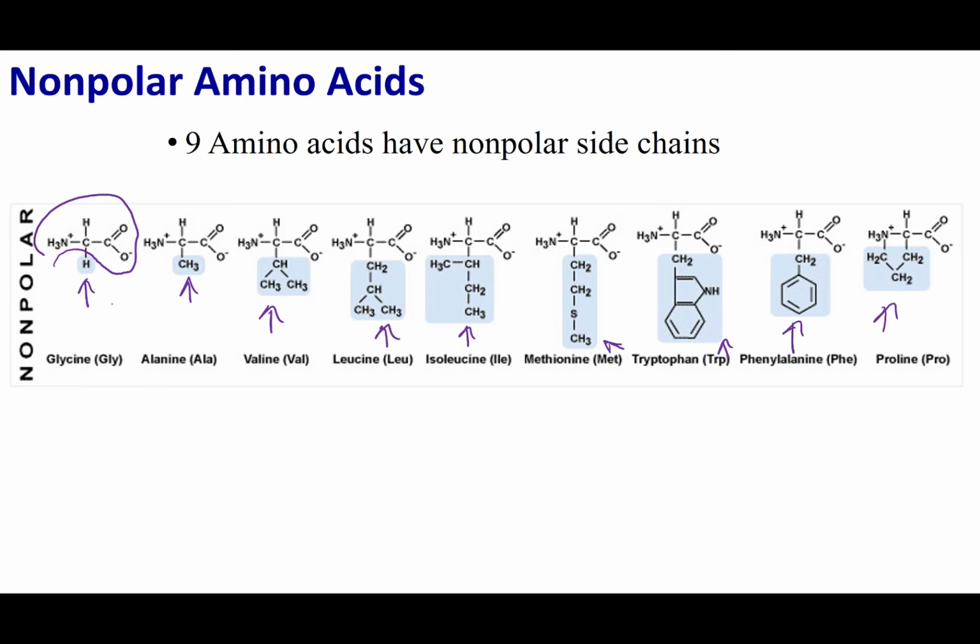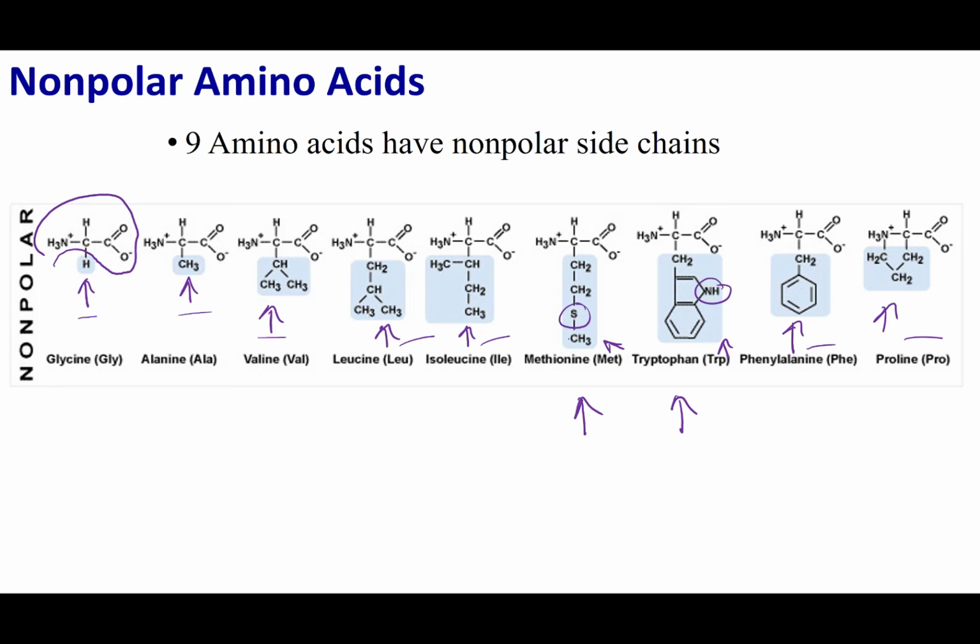So if we take a look at this list, H, CH3s, C's and H's, C's and H's, and C's and H's. So if your side chain is only made out of carbons and hydrogens, then you consider that a nonpolar amino acid. Now I'm going to warn you, there are two that are kind of tricky, and that is methionine and tryptophan. What you will notice is that these have other things besides carbons and hydrogens. Methionine has a sulfur, and then tryptophan has a nitrogen in it.